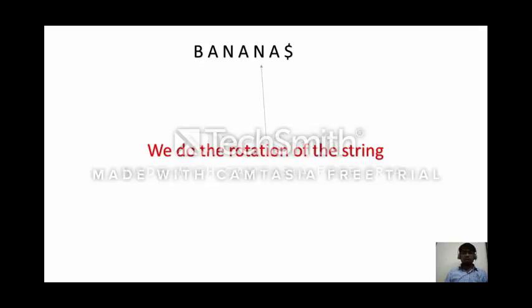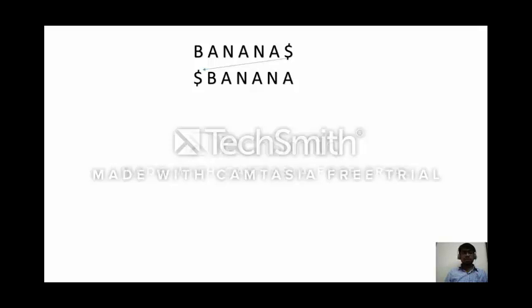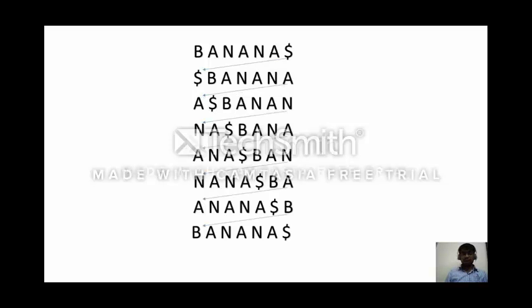Now what we have to do is rotation of the string. First we'll write the dollar sign, which is at the end of the string, to start the rotation. Then we'll take the second last character, that is A, and put it in the first place to start the second rotation. Then we'll move to N and so on till we get the original string back after rotation.